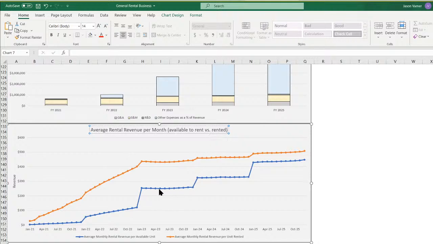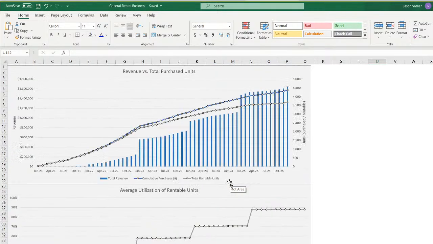So the smaller number is based on all the units you have that are rentable, and that's because, well, if you're making X dollars on 100 units in inventory, that number is less than if you're making X dollars on actually 80 units that were rented out. So this is another function of this here with utilization.